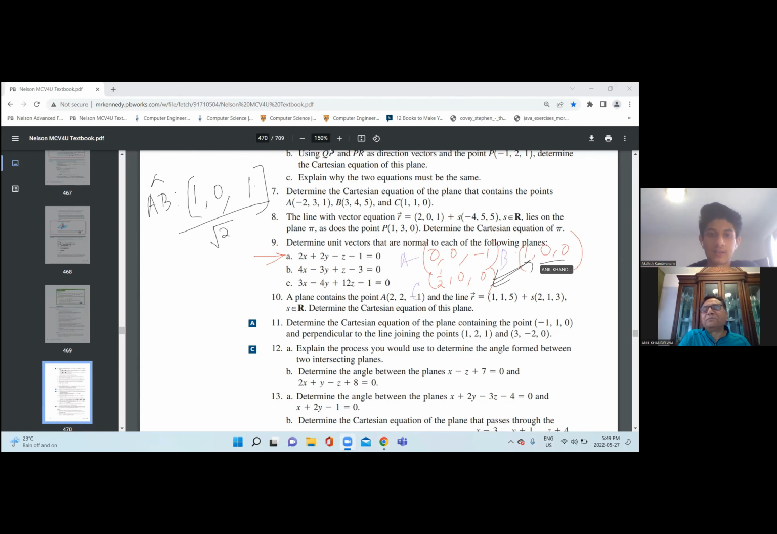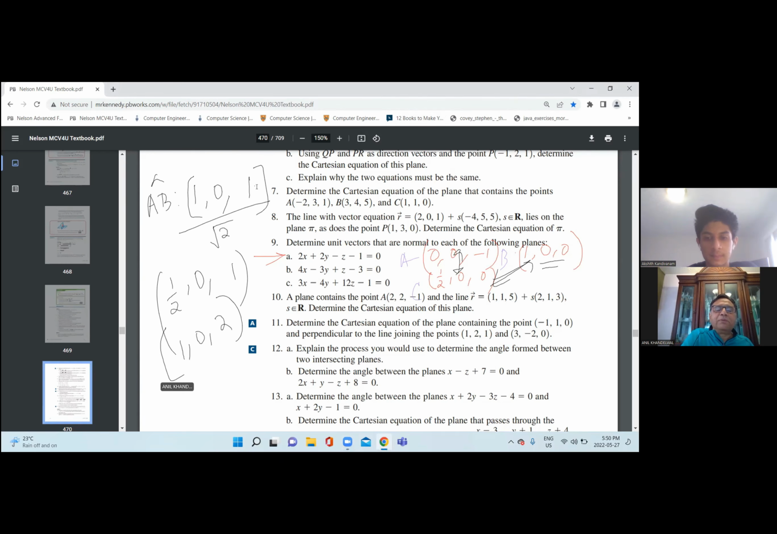Sir, I can also find the vector between AC, right? Yeah, anything. Yeah, between these two. So your vector will be half, 0, and 1. Correct. So that could be one vector, right? To make it simpler, you can make this 1, 0, 2. You get the idea? Yes, sir. So that is to avoid fractions.